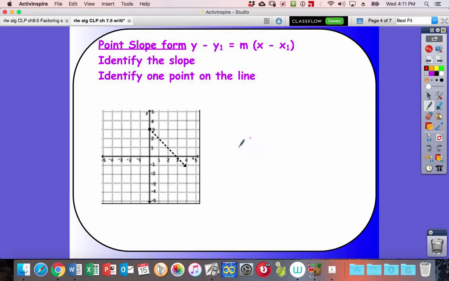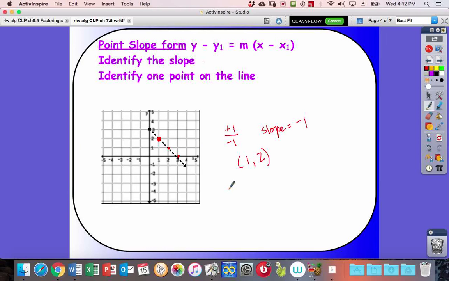I can also do this in point-slope form. In point-slope form, I have to identify the slope, so I'm going to use this point here and this point here. Again, I go up 1 and to the left 1, so my slope is -1. Then I pick any point on the line. I think I'll pick (1, 2), so x is 1 and y is 2.